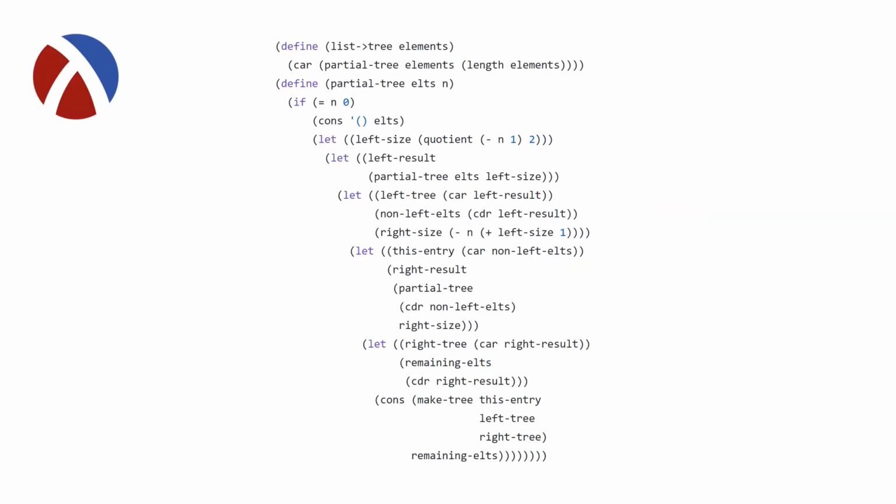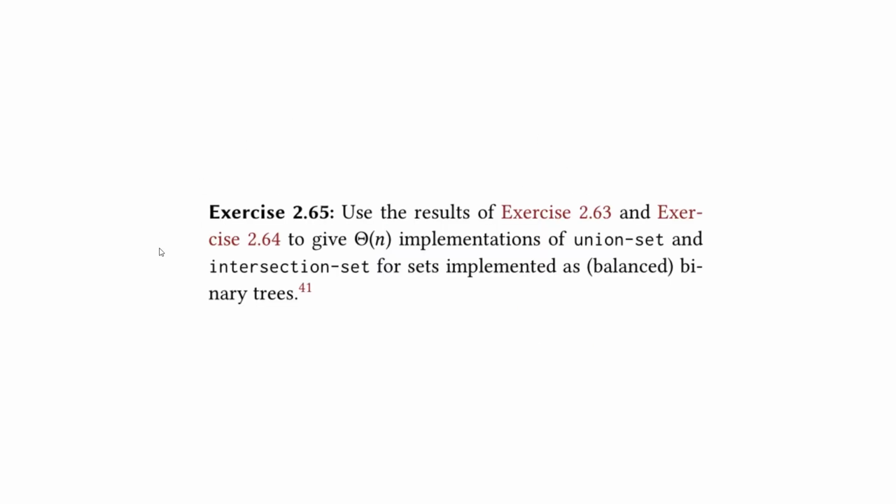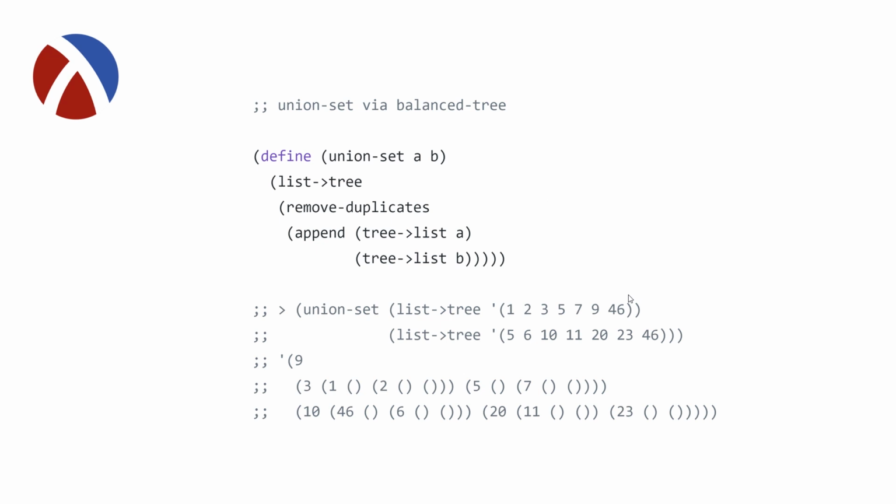So the code that we need from 2.64 in order to answer 2.65 is the following. And this basically goes, so we had tree-to-list. This goes from list to tree. So this is a rather complicated, or not complicated, but a non-trivial exercise. However, we have both tree-to-list and list-to-tree now, and given that, we can solve this problem in very few lines of code.